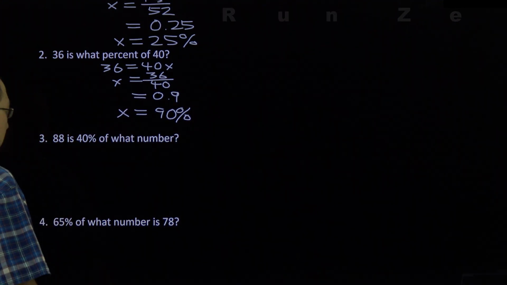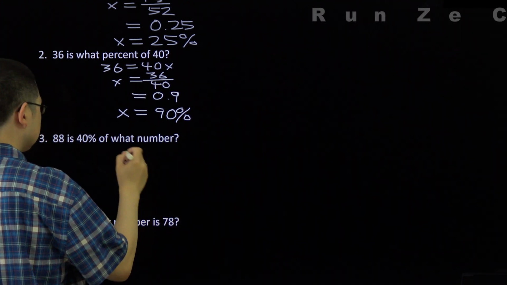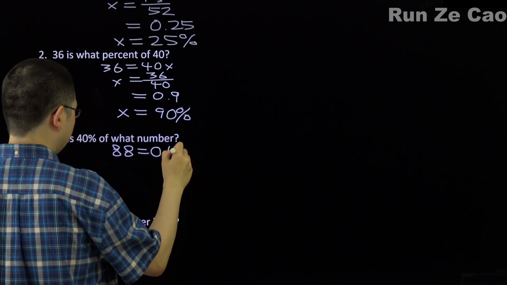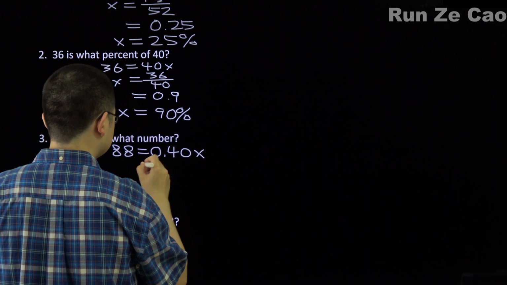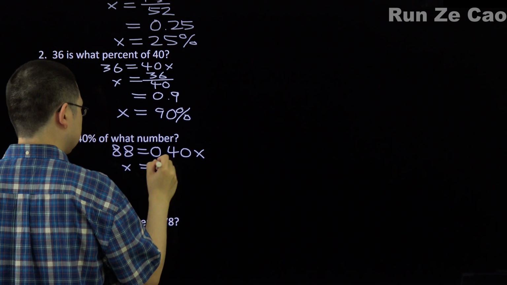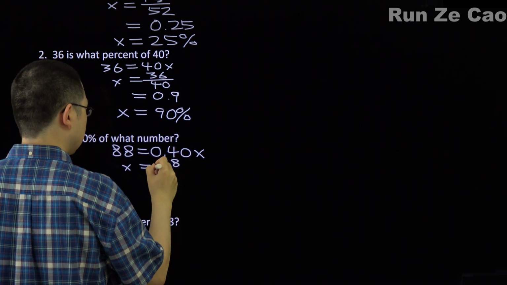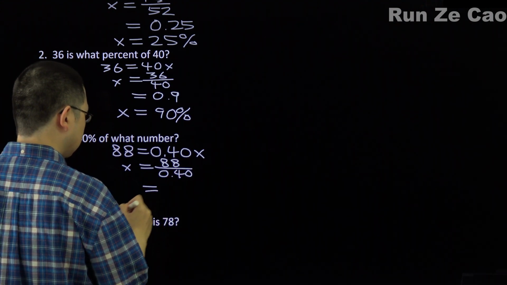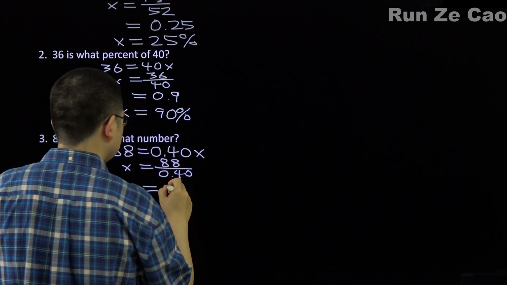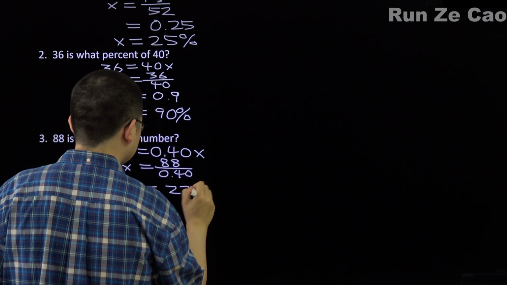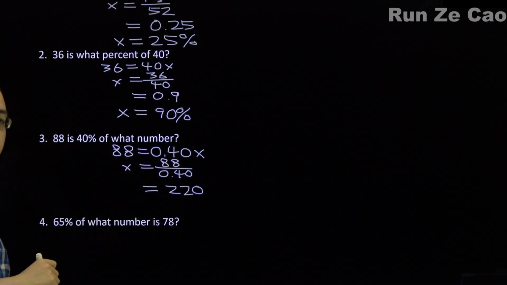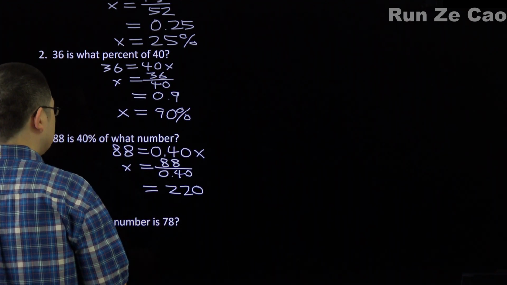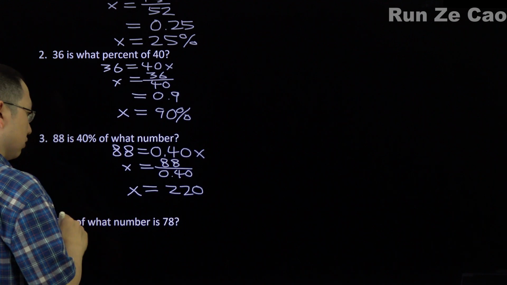88 is 40% of what number? 88 is equal to 0.40x. X is equal to 88 over 0.40. And that's going to be 220, because 22 times 4 is 88. X is equal to 220.